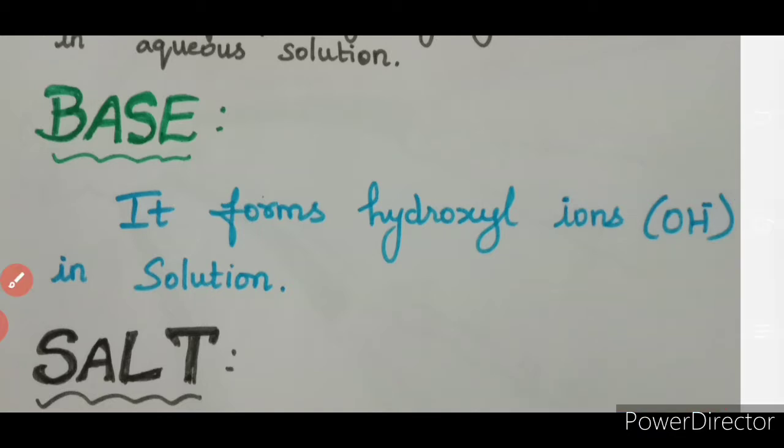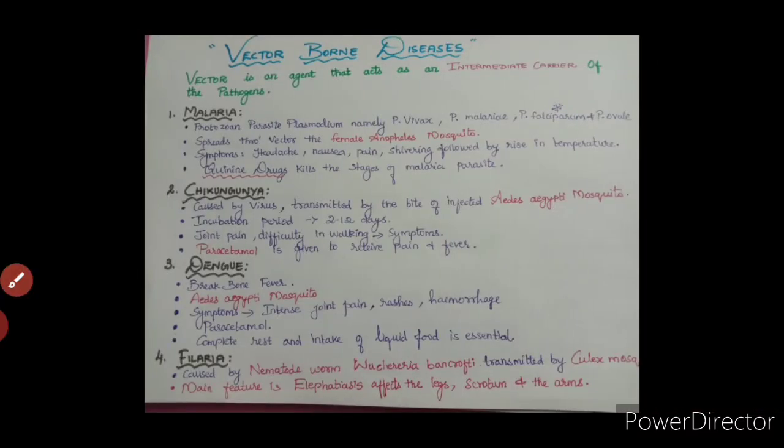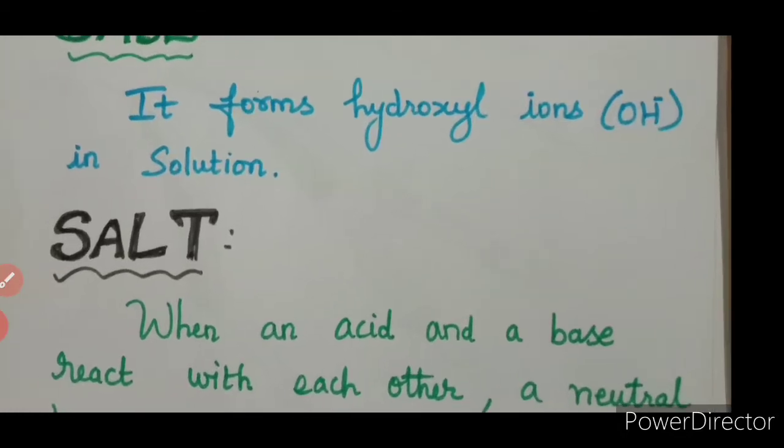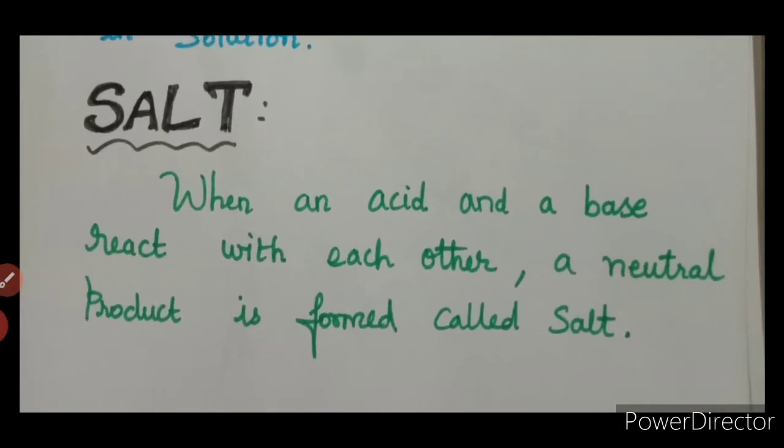Then the third one is salt. So what is salt? When an acid and a base react with each other, a neutral product is formed. Acid has H plus ion and base has OH minus ion, whereas salt doesn't have any charged elements. So it gets a neutral product when the acid and base combine together. Such a product is called salt.